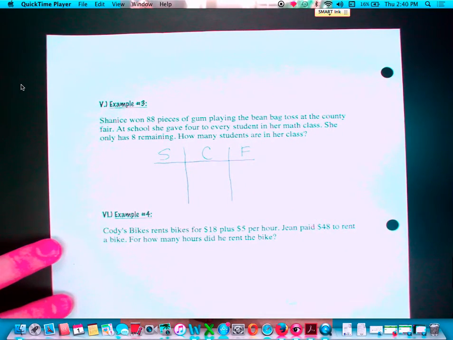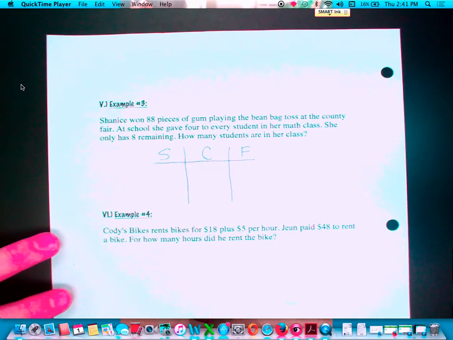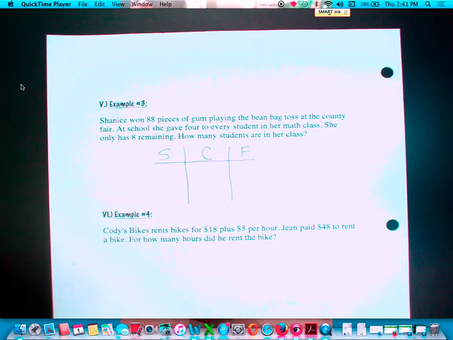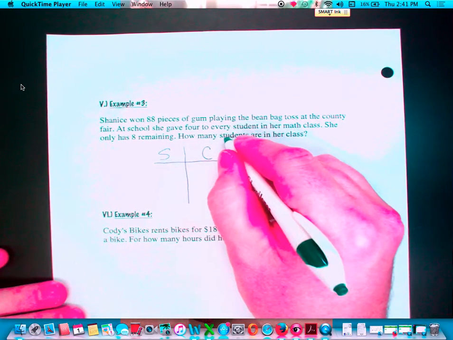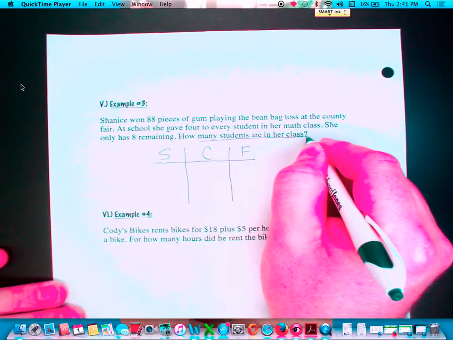Okay, so here's our first one that we have. It says, Shanice won 88 pieces of gum playing a beanbag toss at the country fair. At the school, she gave 4 to every student in her math class. She only has 8 remaining. How many students are in her class? So I'm trying to find out how many students are in her class. That's what I'm trying to figure out. How many students are in the class?